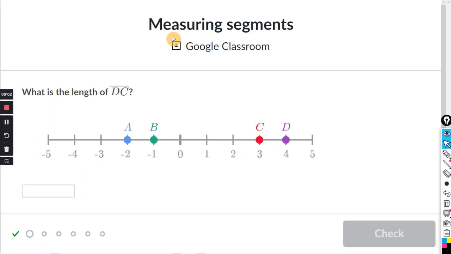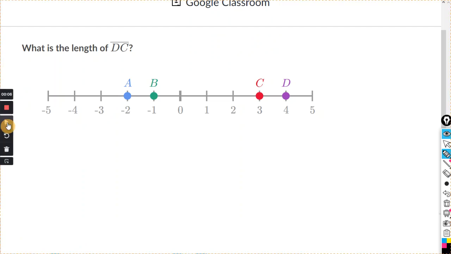This will be for the con exercise measuring segments. So here they want us to find the length of segment DC. Okay, that's the distance from point D to point C. And I'll show you the easier way in a minute, but you really should know how to do it with the formula.